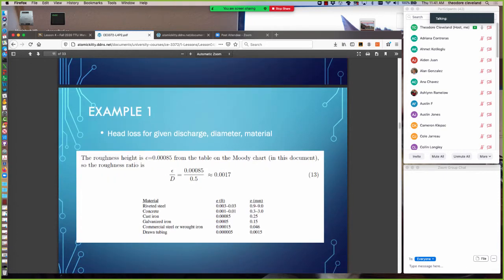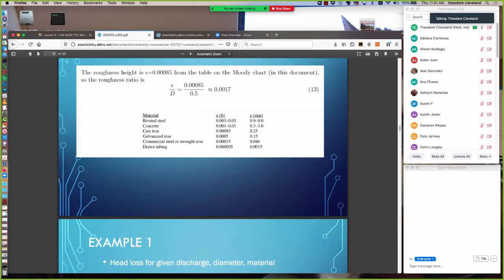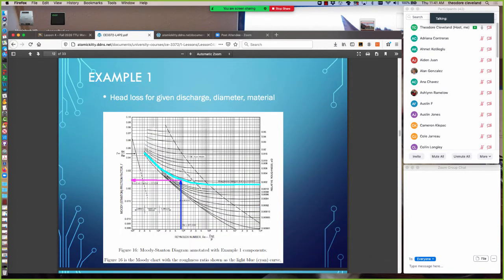The roughness height we look up in the Moody chart, either in the document or on the internet, based on the material. And in this instance, it's cast iron, and it's 0.00085 feet. So we take that number and we divide it by the ½ foot diameter of the pipe to get a roughness ratio of 0.0017. And that's all we need.